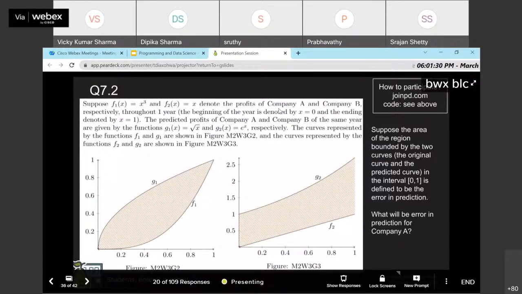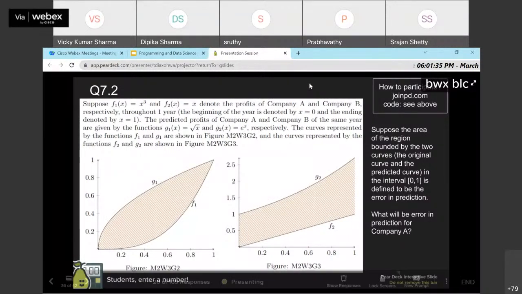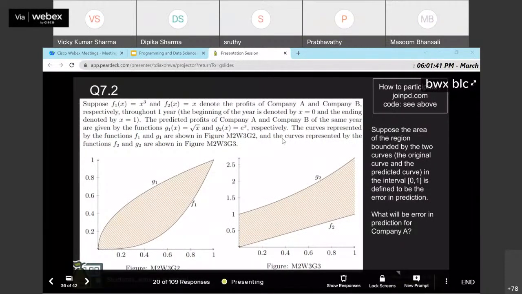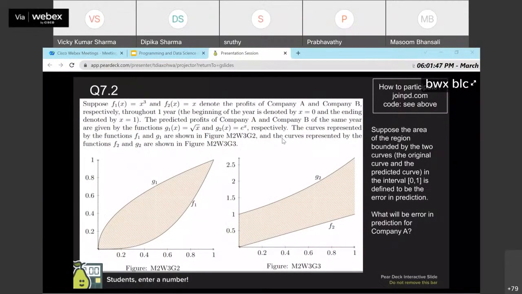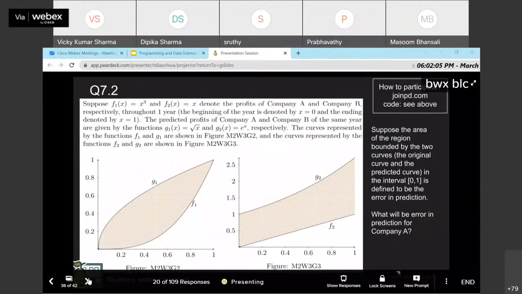Okay, now, Masum Bansali, are you here? Yes, am I audible? Yes, please. Could you just tell me the approach, how you are solving this? What I did was, we have two equations, f1 of x and g1 of x. So I did the integration of g1 of x minus f1 of x from the limit of 0 to 1. After solving that, I got the answer as 5 by 12, which is like 0.416 or something. Okay, yes, I think that is right, Masum. Thank you. Perfectly right.